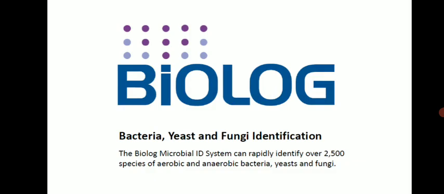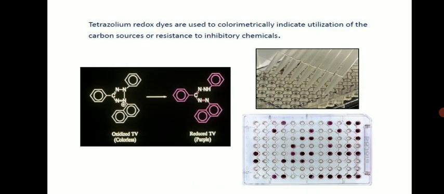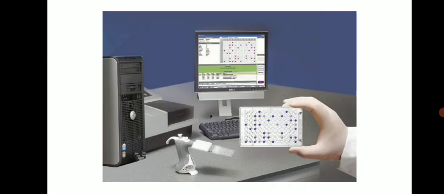Then the next identification system is the Biolog system, and the Biolog system is used for identification of bacteria, yeast and fungi. This is a modern system that utilizes tetrazolium redox dyes to colorimetrically indicate utilization of carbon sources or resistance to inhibitory chemicals. So Biolog is a machine, and it actually identifies which type of microbial species are there.